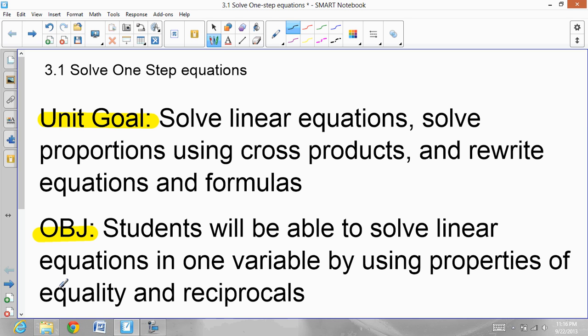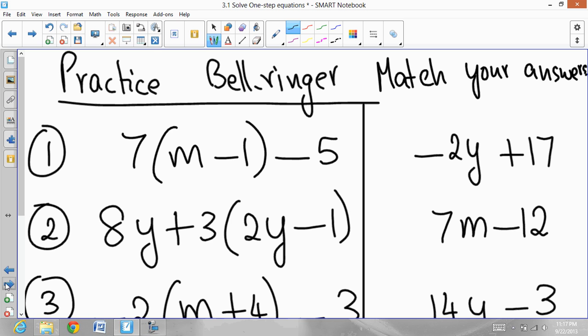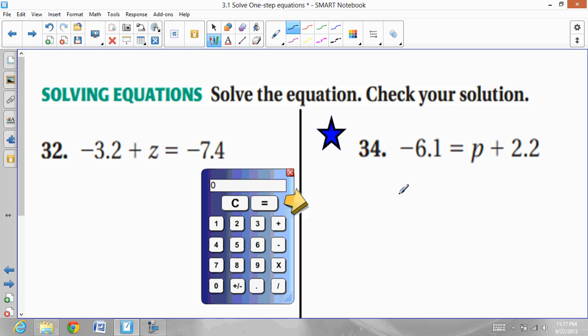Today you will learn how to solve linear equations in one variable by using the properties of equality and reciprocals. Let's focus on question number 34. Negative 6.1 equals p plus 2.2. You need to solve the equation, which means you need to find out what p is. You need to isolate p.